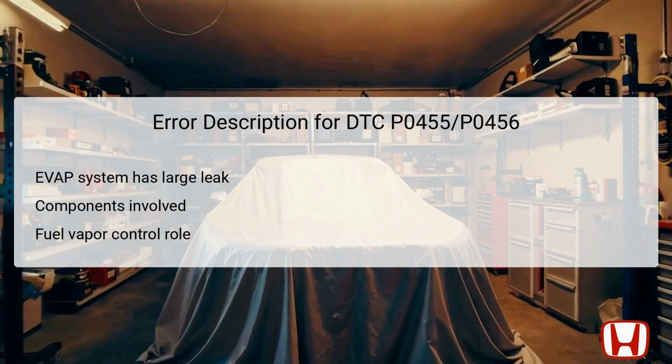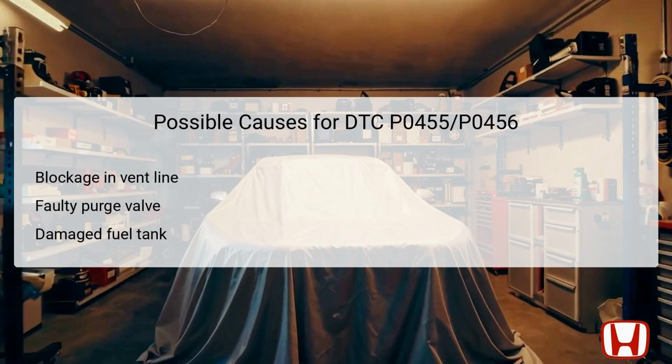Understanding the roles and locations of these components makes it easier to diagnose and rectify issues that might lead to DTC P0455 and P0456. Several factors can lead to the triggering of DTC P0455 and P0456. A blockage in the EVAP canister vent line can create excessive pressure or prevent vapor flow, resulting in a detected leak. A faulty purge valve can also affect the system's ability to manage fuel vapors effectively.